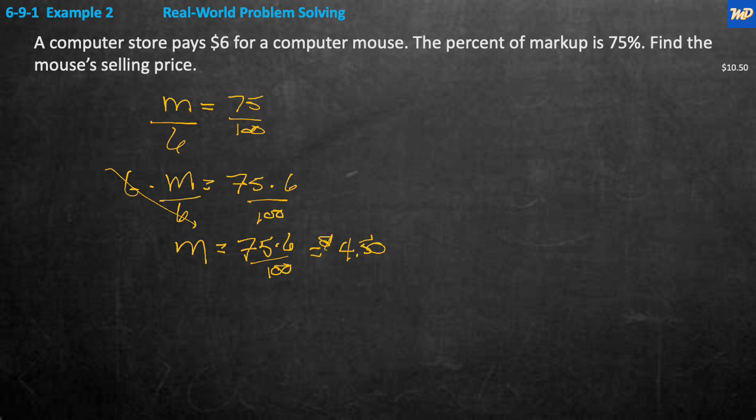They ask, find the mouse's selling price. Well, the selling price is equal to the computer store's original cost, $6, plus the markup, which is $4.50. When you add these two together, the price out the door is $10.50. Price out the door.